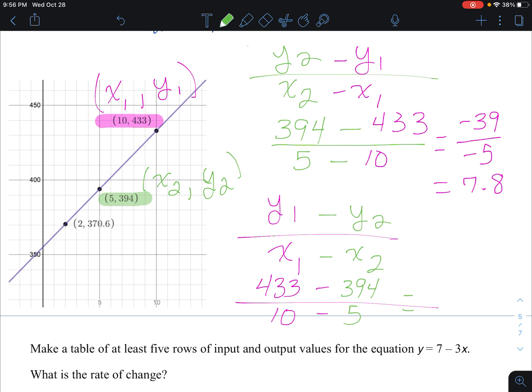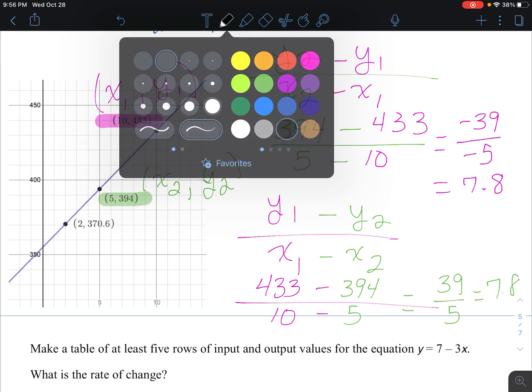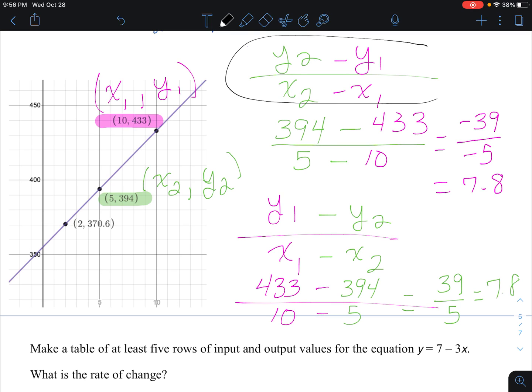And here when I subtract, I get the same values, right? But they're both positive. And so I end up with 7.8 again. So it's either way. So all I'm doing is saying, basically, that either one of these ways, I can find the slope of a line by doing this. I can subtract two y values over the corresponding x values, and that will give me my slope.